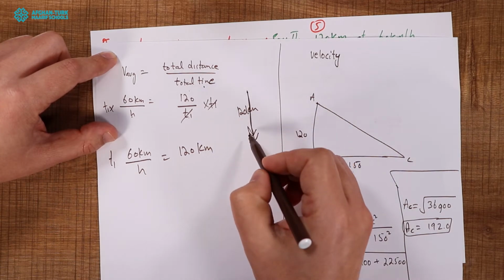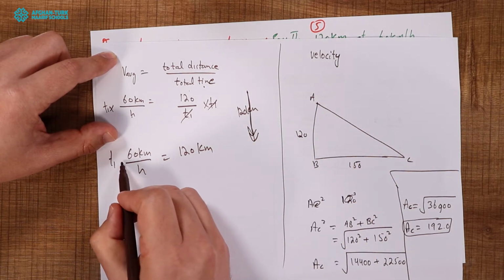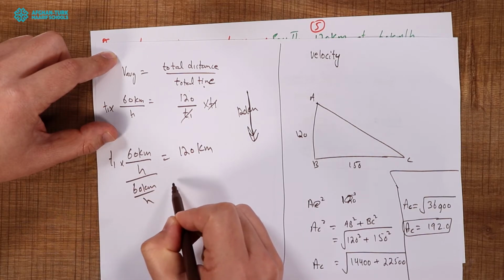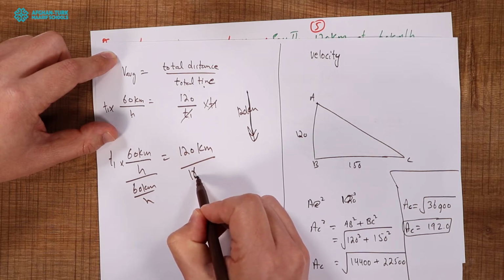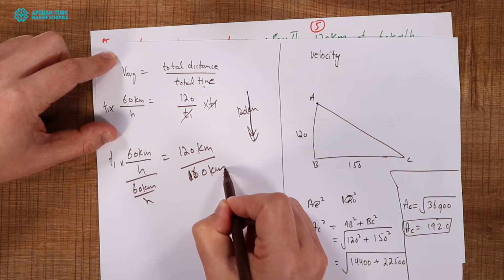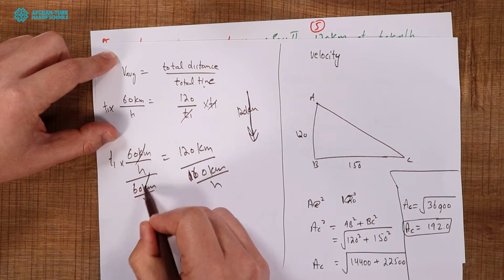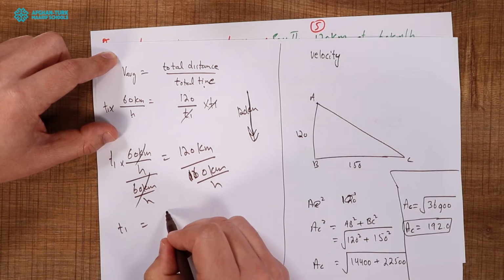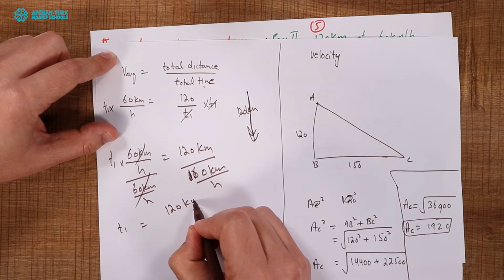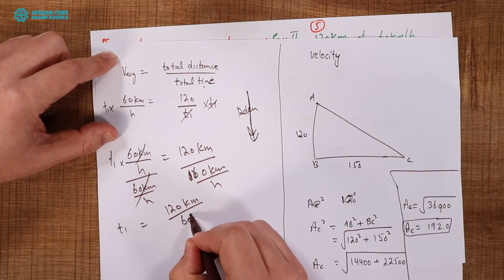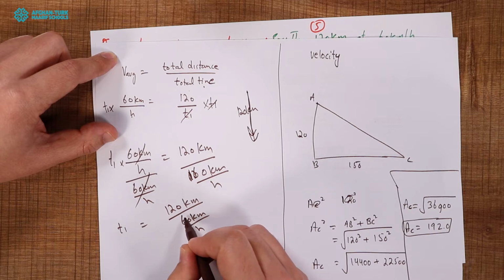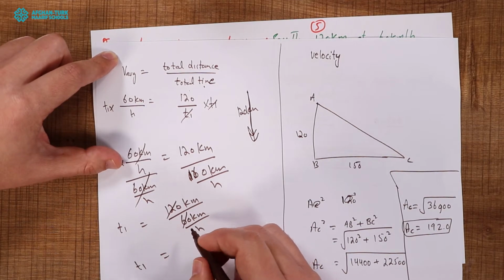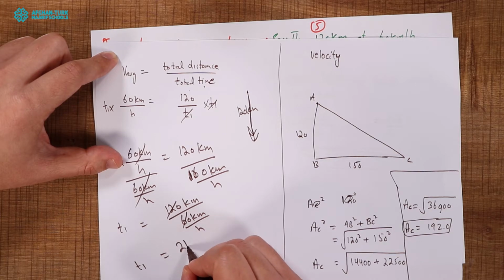Now we will find the time for the south side. After this, divide both sides by 60 kilometers per hour, so this will be cancelled and T1 will be equal to 120 km divided by 60 km per hour. If we do the calculation, T1 is equal to 2 hours.